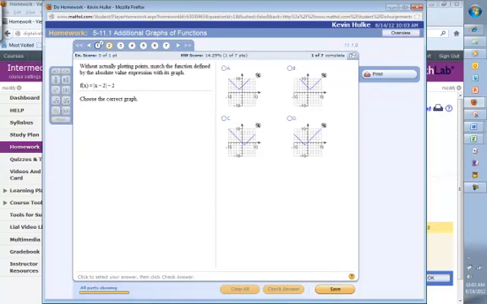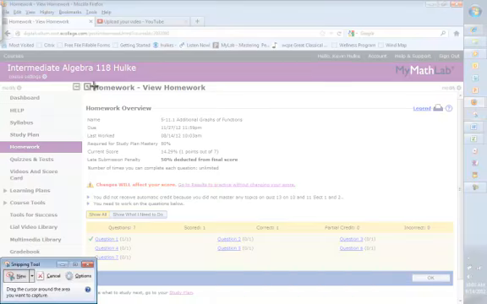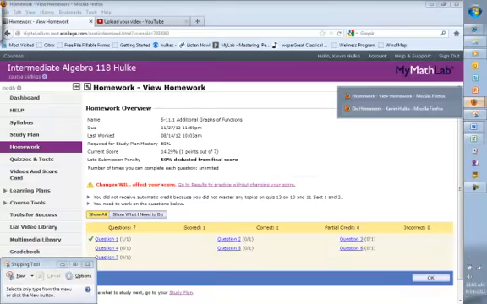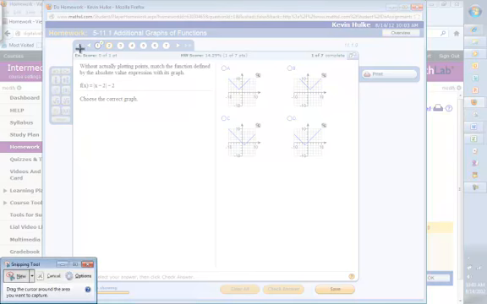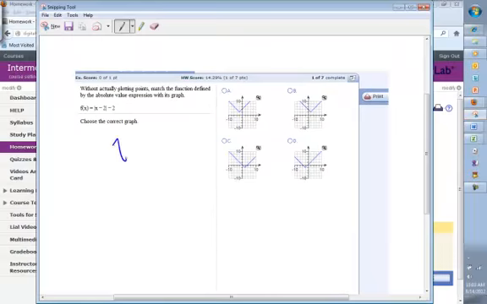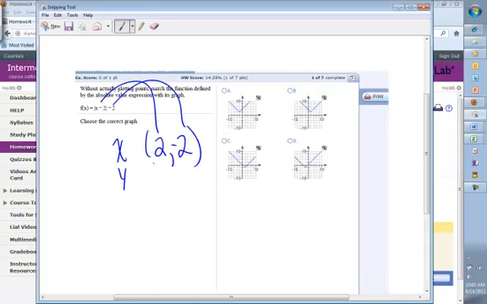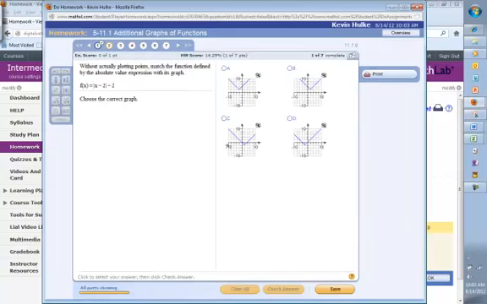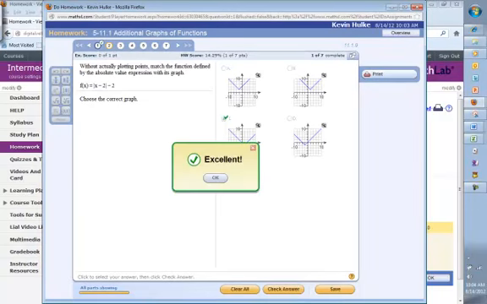Next one. What's different about this one? Once again, the x-coordinate and the y-coordinate are given. Change the sign of that one, but leave this sign alone, and that's the y. So it's over 2, down 2, and then a regular V, so it'll be letter C.